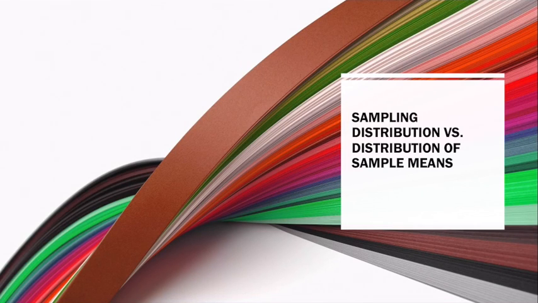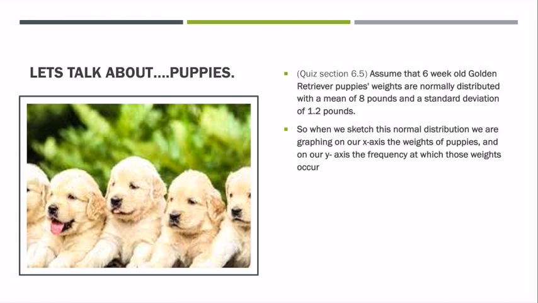All right, class, so today I'm going to cover the difference between a sampling distribution versus a distribution of sample means. This is a lot of what we covered in quiz 6.5, and I got quite a few questions, so I thought I'd go ahead and make a little video in order to clear a few things up. So let's talk about puppies.